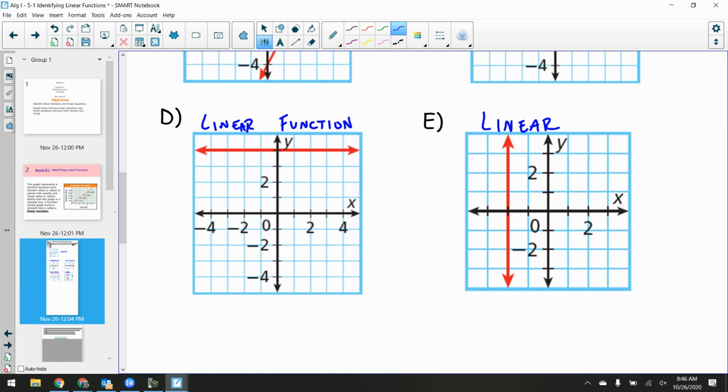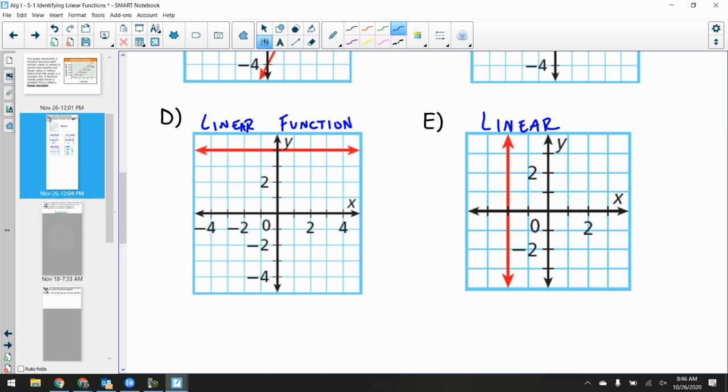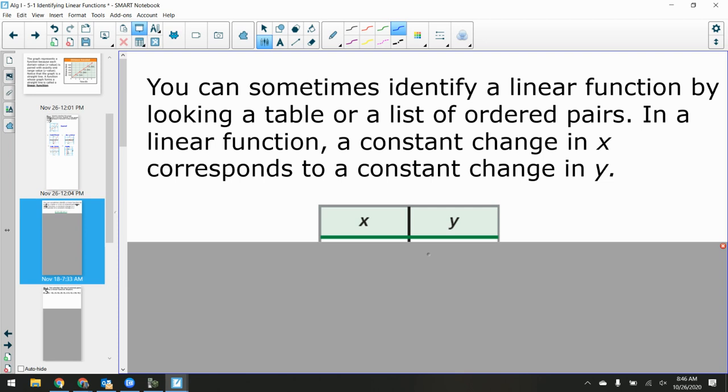So I hope you would agree with me in saying that it's very easy to tell whether a function is linear based on the look of the graph. You would agree with me on that, right? Okay, so what other ways are we given points and stuff? Take a look here. You could sometimes identify a linear function by looking at a table. If you're given a table, how do you identify whether it's linear or not?